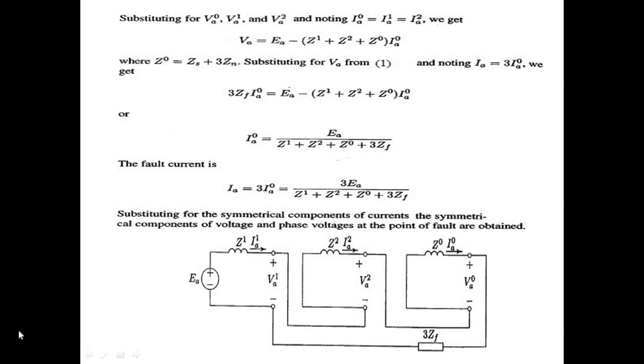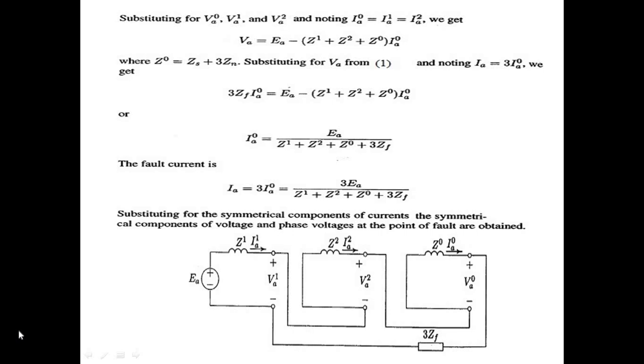Then IA0 is equal to EA divided by Z1 plus Z2 plus Z0 plus 3ZF. The fault current IA is equal to 3 IA0, that is equal to 3 EA divided by Z1 plus Z2 plus Z0 plus 3ZF. Substituting for the symmetrical components of current, the symmetrical components of voltage and phase voltage at the fault are obtained.